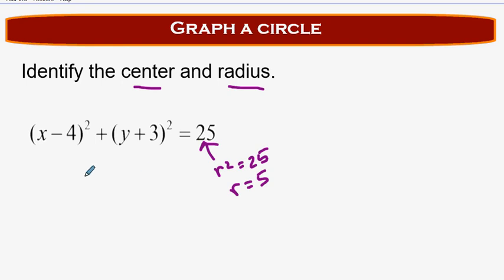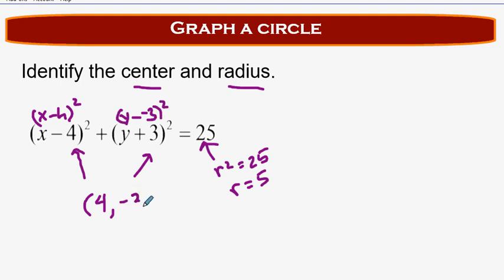All right, now to find the center, we're going to look at the number that is subtracted from these, because you'll recall it's x minus h squared. So the first coordinate, the h, matches up with a 4. So that's going to be a 4. But over here, I don't have y minus, I have y plus. So I'm going to think of this as y minus negative 3. That's the second part of the equation. And so that means my y coordinate is negative 3, and we have found the center.